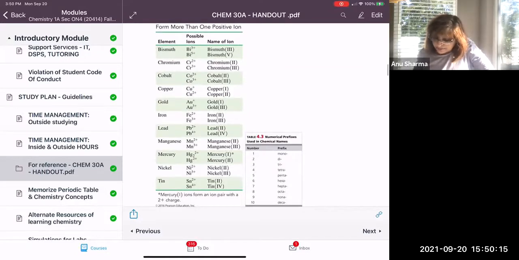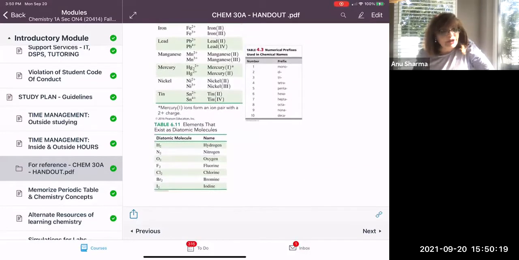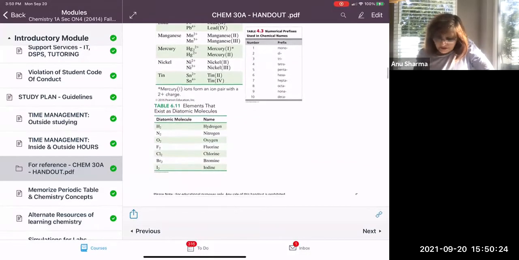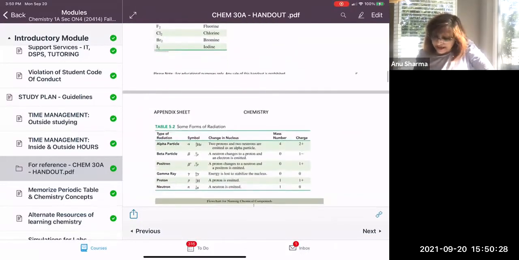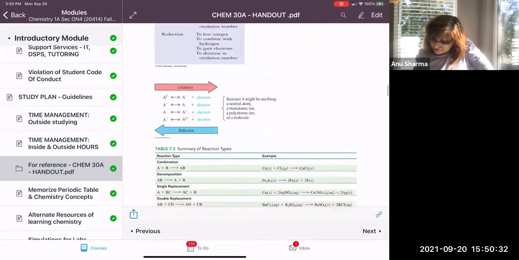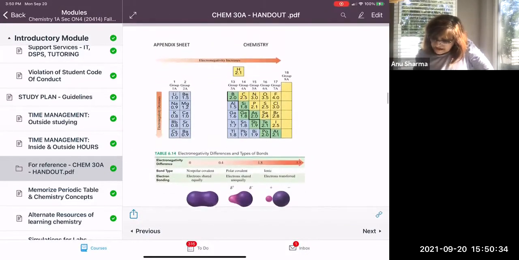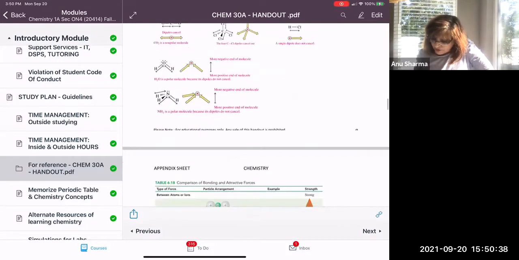So that's one thing. Then come the numerical prefixes like di, tri, tetra. So this is for the non-metals, when we are naming the non-metals. Then the diatomic molecules, their names are just their names as they are. And this is a place where you will get the electronegativity values, which you will use later on.